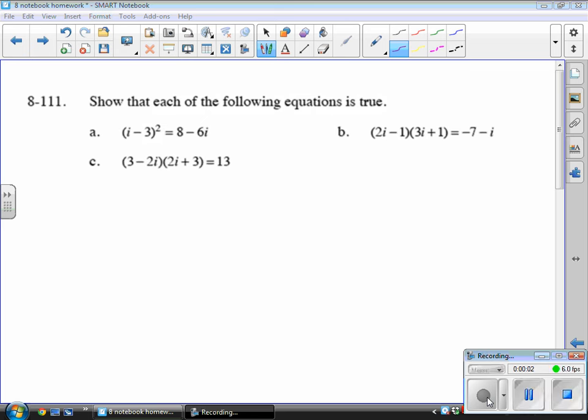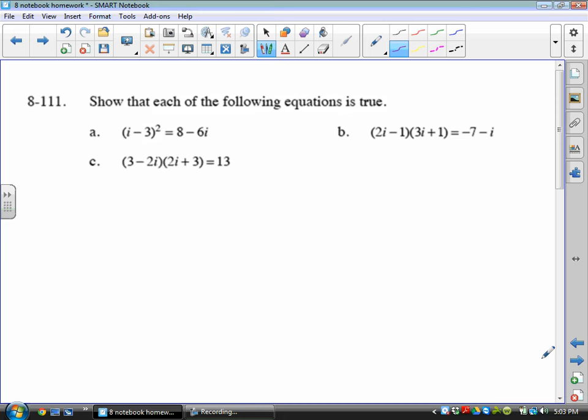This is problem 8-111 from section 8.2.3. Show that each of the following equations is true. Show that the left side equals the right side. Alright, so for A, instead of the quantity squared, I'm going to write it out twice.